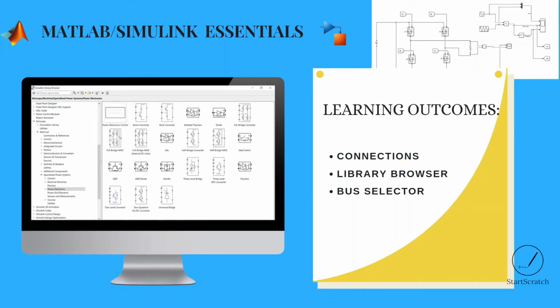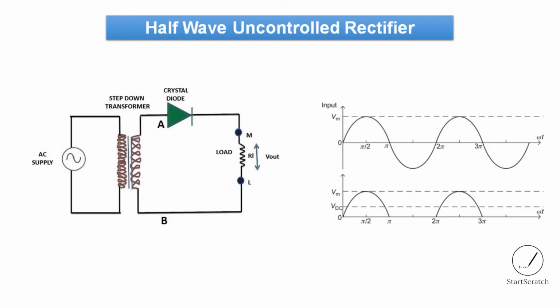After watching this video, you will get to know how to make the connections of a half-wave rectifier using Simulink. We will see how to use different components present in the library browser along with the bus selector. So this is the circuit diagram for the half-wave rectifier. As we are using a diode, this rectifier is also known as an uncontrolled type of rectifier. We have to connect all the components similar to the circuit diagram.